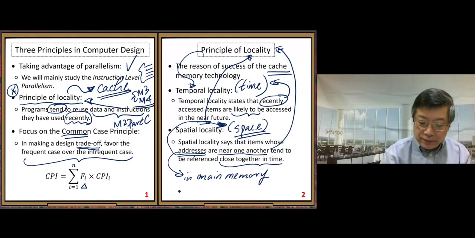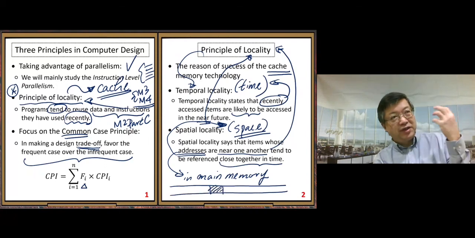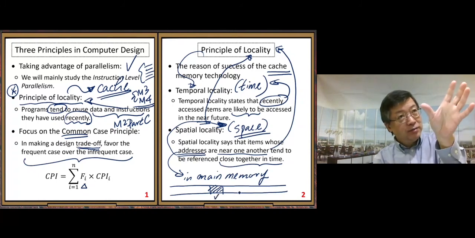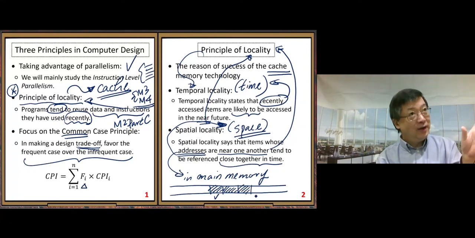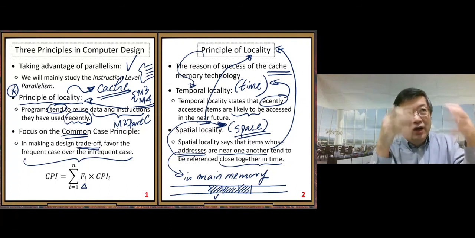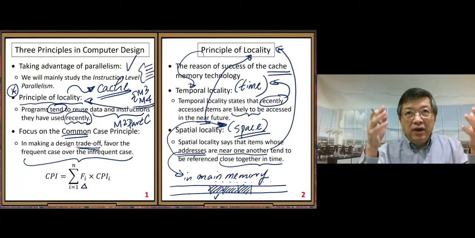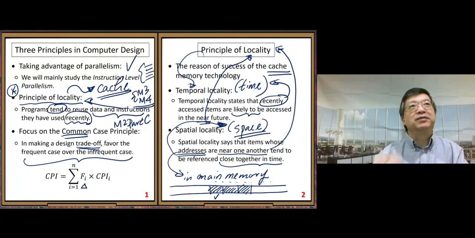Let me do a little more. Suppose this data piece is referenced at the current time. Then in the next time slot, it is very likely to reference the next one. It may not be all the time, but the percentage of referencing consecutive locations is very high. That possibility is very high. That is spatial locality. Both are true.